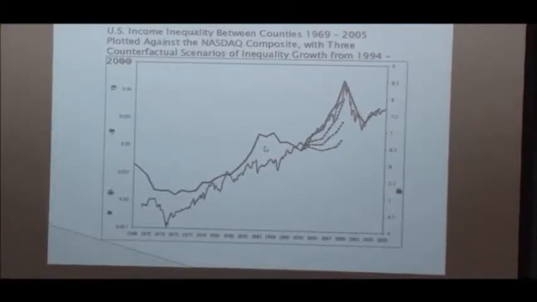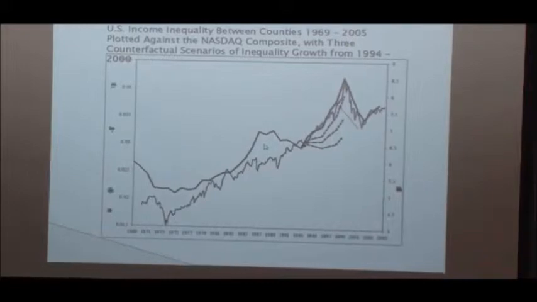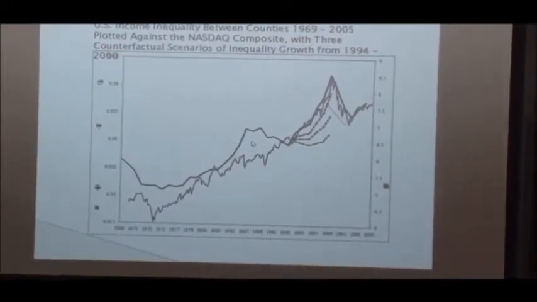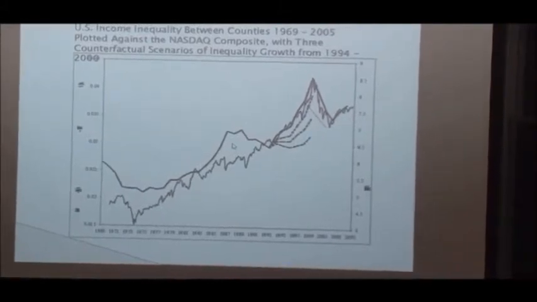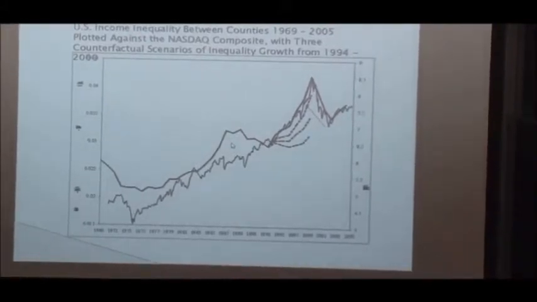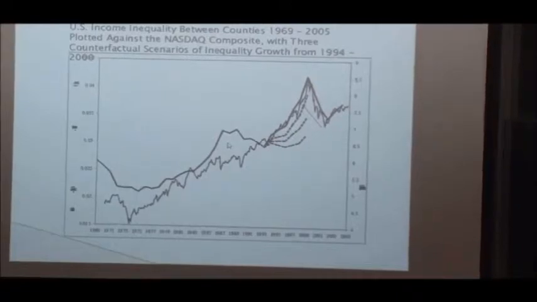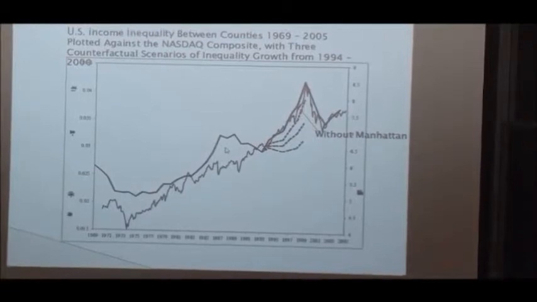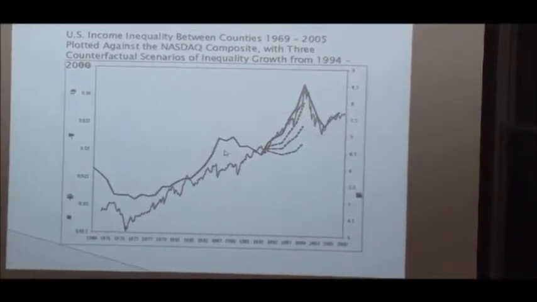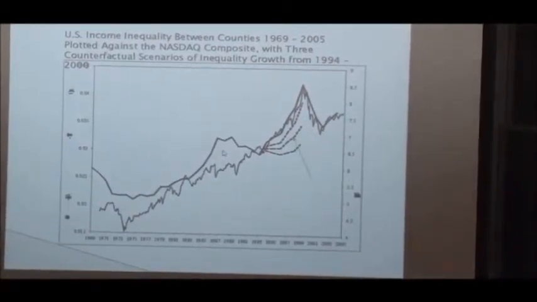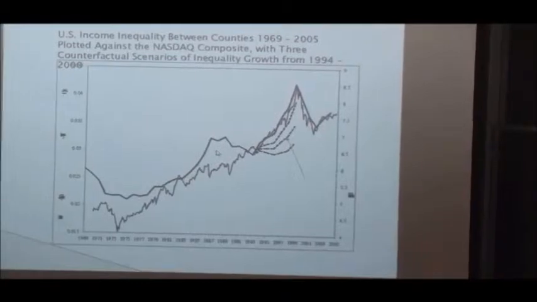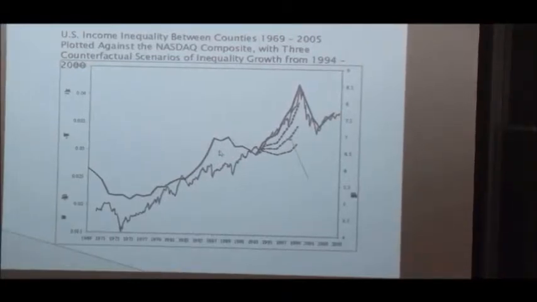So if you do that, just take Manhattan out of the case. If in the 1990s Manhattan's income had grown not at its actual rate, but at the average rate for the country, what would have been the overall between-county inequality measure? The answer is it probably would have been 20% less than it actually was. If you take out Manhattan plus 4 other places, the overall rise in inequality drops by half. And the 4 other places are Santa Clara, San Mateo, San Francisco County, and King County, Washington.